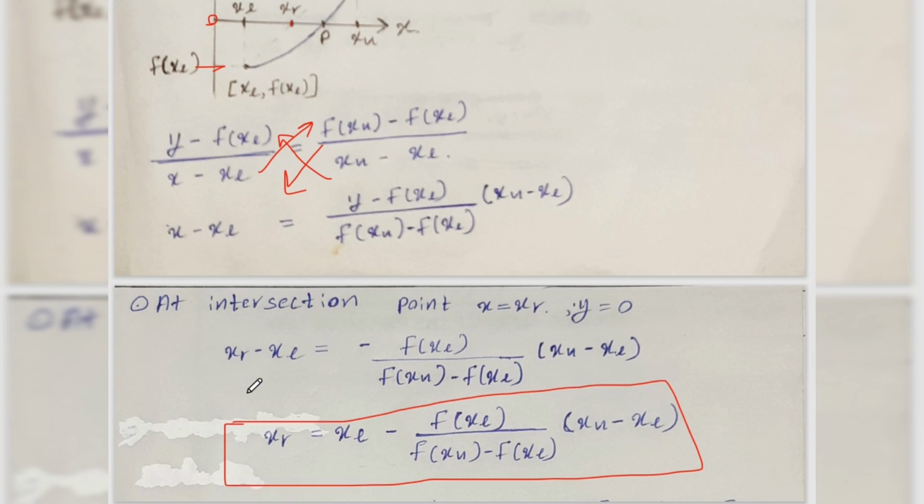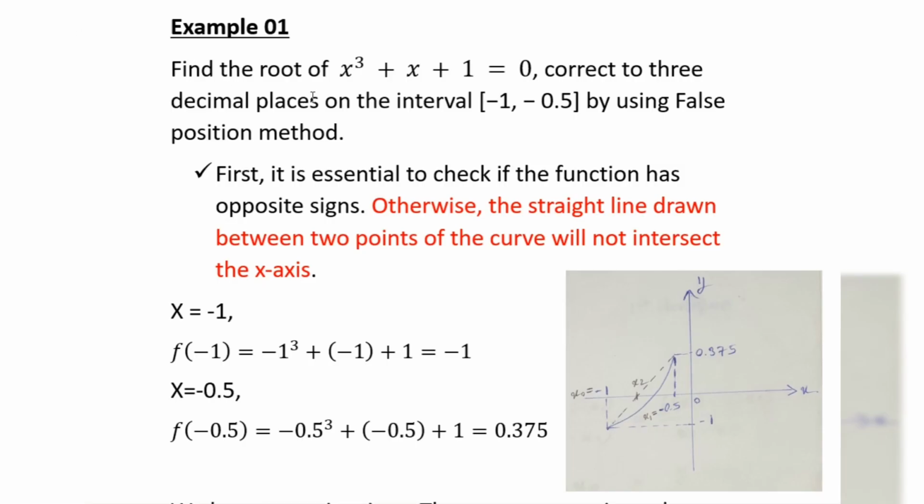Now we are going to understand this method properly by solving an example. Example number 1: find the root of x cubed plus x plus 1 equal to 0, correct to 3 decimal places, on the closed interval [-1, -0.5] using the false position method. First it is essential to check if the function has opposite signs. Otherwise, the straight line drawn between two points of the curve will not intersect the x-axis.